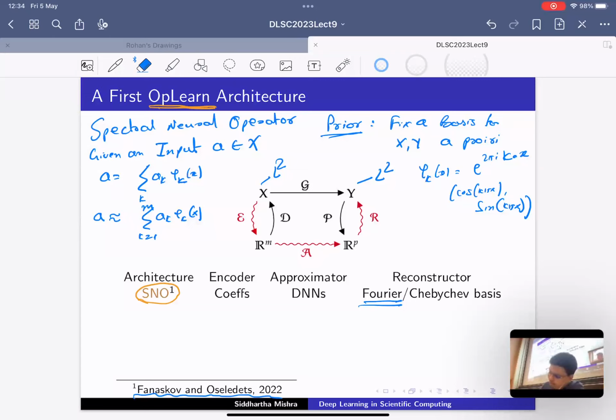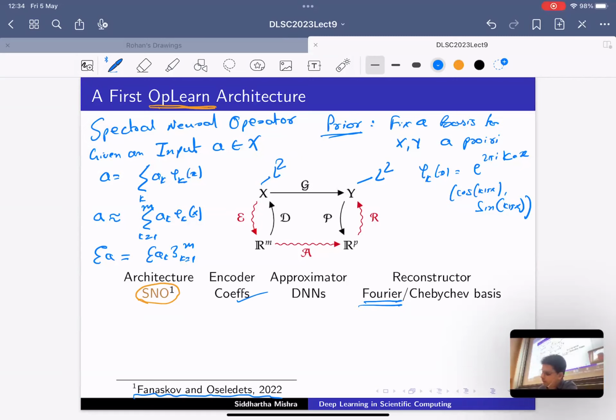So my E here, the encoding operator, what it returns is equal to the a_k's, so this k from 1 to m. Very easy. So this is also what you do for a spectral method. Given a function, you just project it onto a Fourier space and you extract what are called the Fourier coefficients. So this is why the encoder here has coefficients.